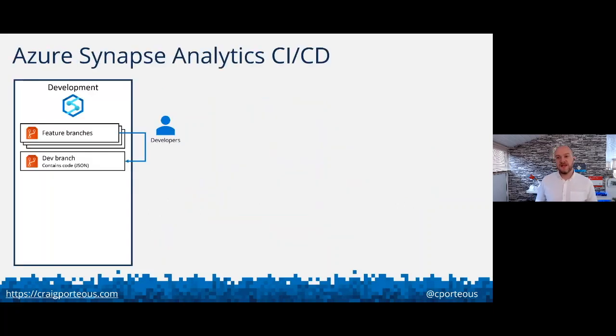What does a good CICD process look like? I'll run through what the process looks like, and then I'll demo all of this in a minute. So you're starting with your development environment. You've got your feature branches that your developers are working on. You've got a development branch.